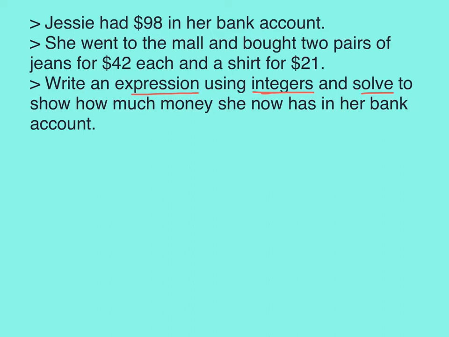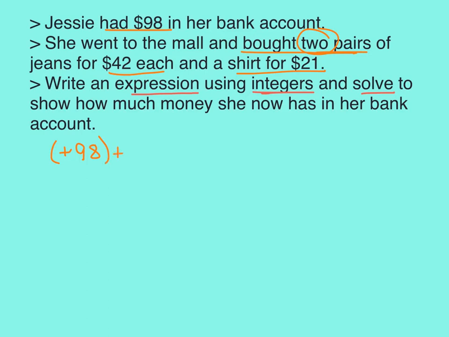So Jessie had $98 in her bank account, so that's where she started. She went to the mall, bought 2 pairs, be careful, there's 2 pairs of jeans for $42 each and a shirt for $21. So I know that each of these is an integer when I write out my expression. So Jessie started out with $98. So that, of course, is positive 98.